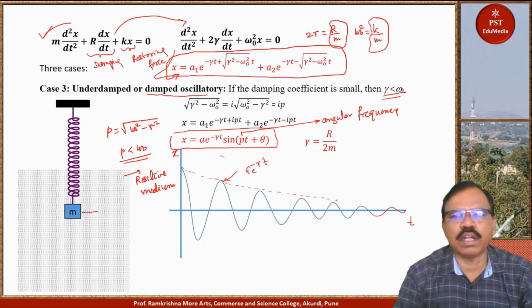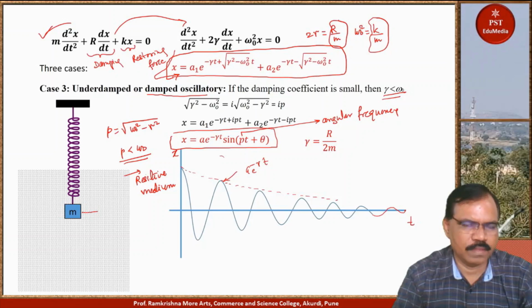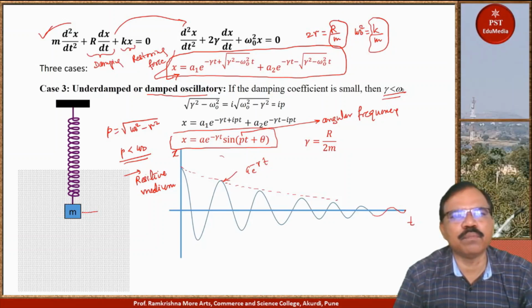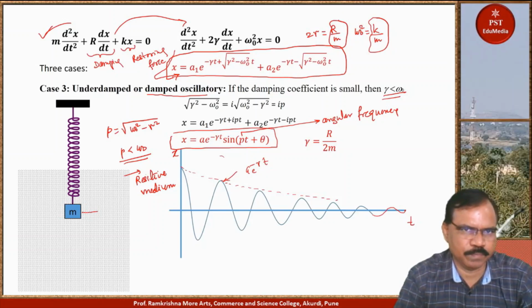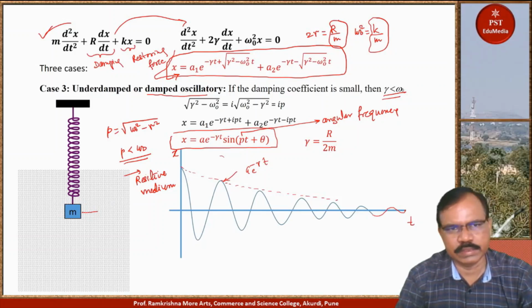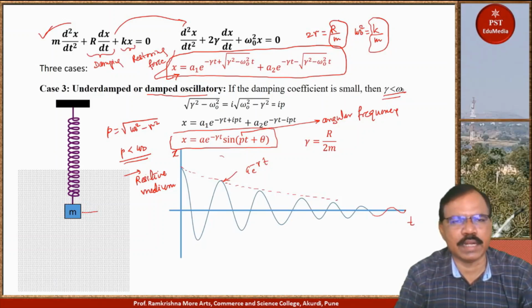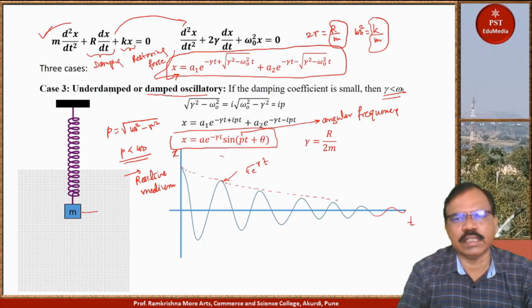Suppose we want body to oscillate continuously, then external periodic force is applied on the body. When we want body to oscillate continuously with some amplitude, we have to apply external periodic force. And when body oscillates due to that force, those oscillations are called forced oscillations.